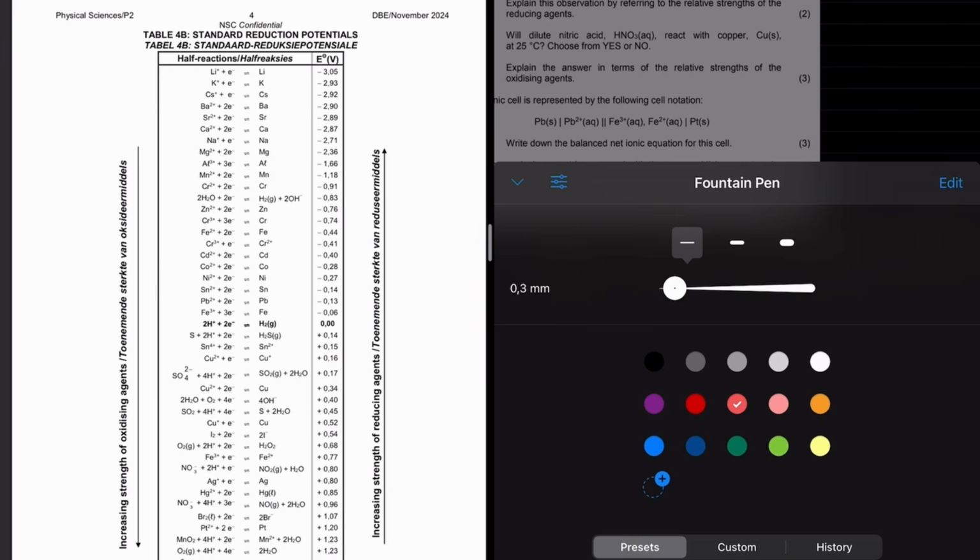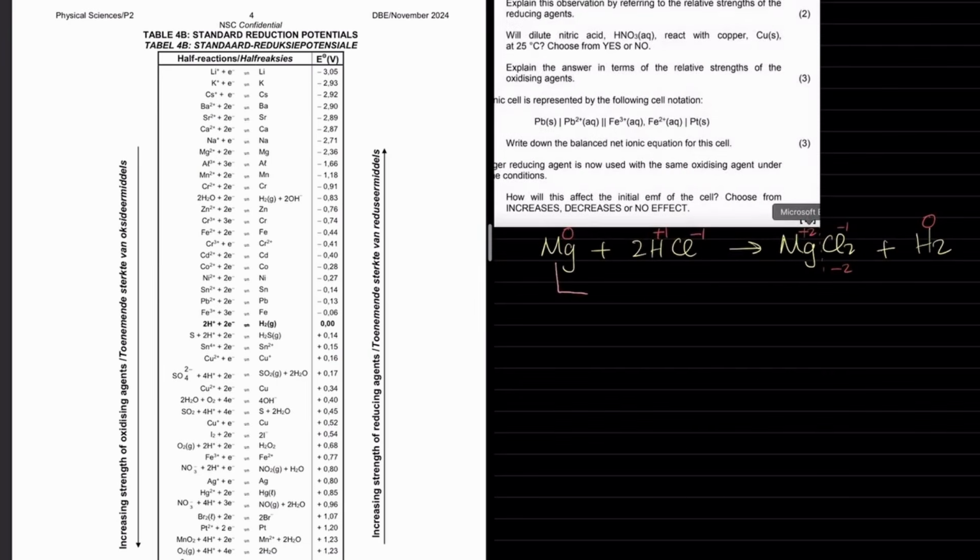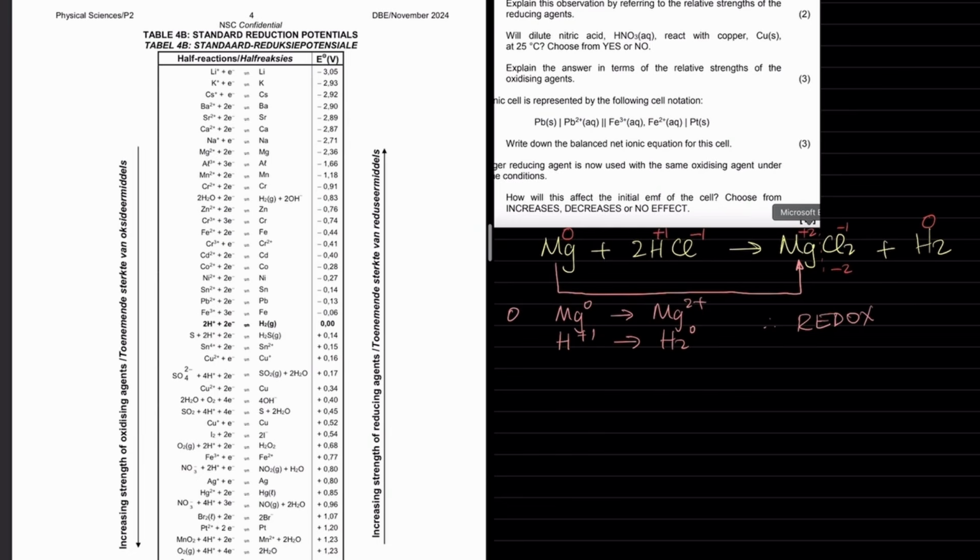So we'll start with the magnesium. We can see, okay, the magnesium went from 0 to 2 plus. So we can say here, the Mg went from 0 to Mg2 plus. Then we can look at the hydrogen. The hydrogen went from H plus or 1 plus to H2, which is 0. And so something was oxidized and something was reduced. And so this is a redox reaction. So therefore, it is a redox, because something was oxidized, something was reduced. So this was oxidized and this was reduced.